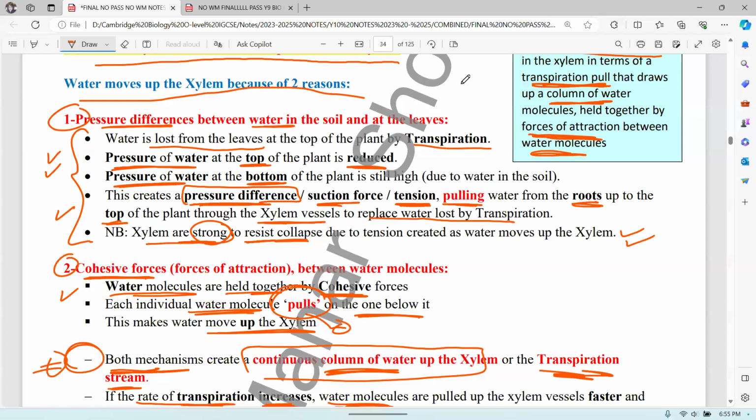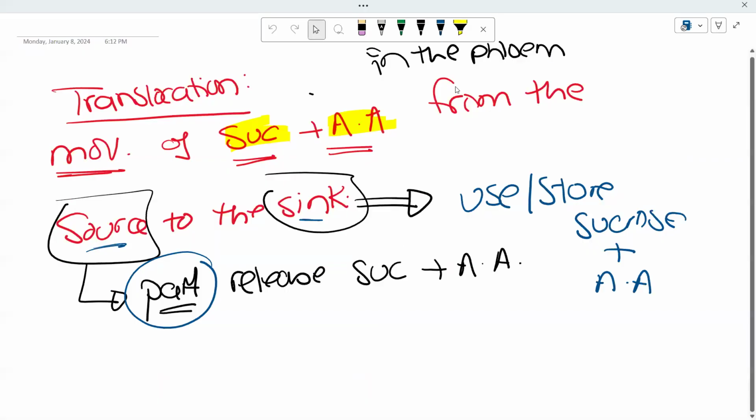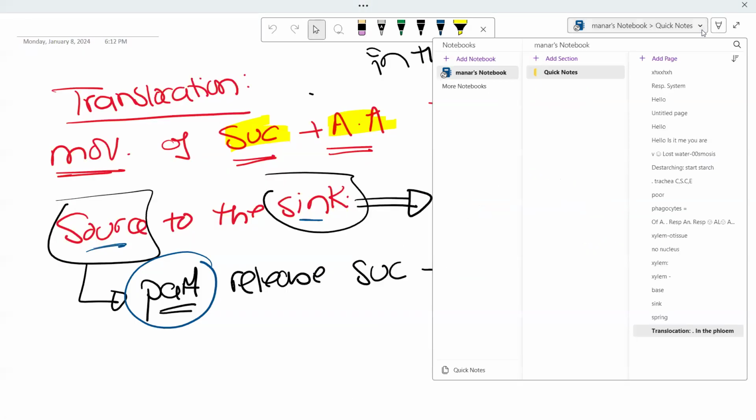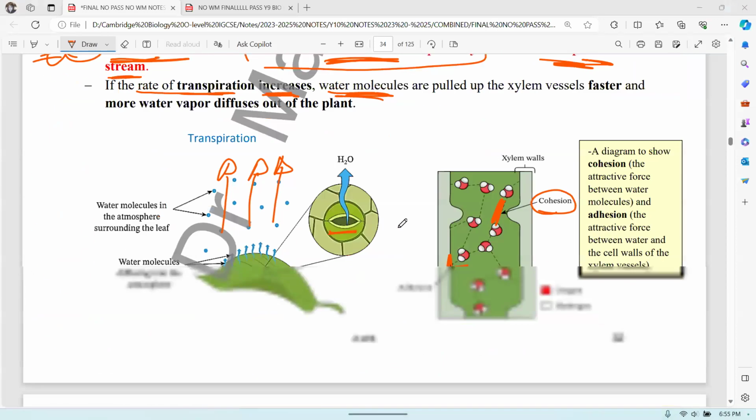Ask, my dear. If the hydrostatic pressure difference increases between the soil and the pressure in the leaves, will the rate of transpiration increase? Of course. Okay. And this is exactly what we will talk about next, and then I'll hopefully let you go, which is what causes the rate of transpiration to increase.